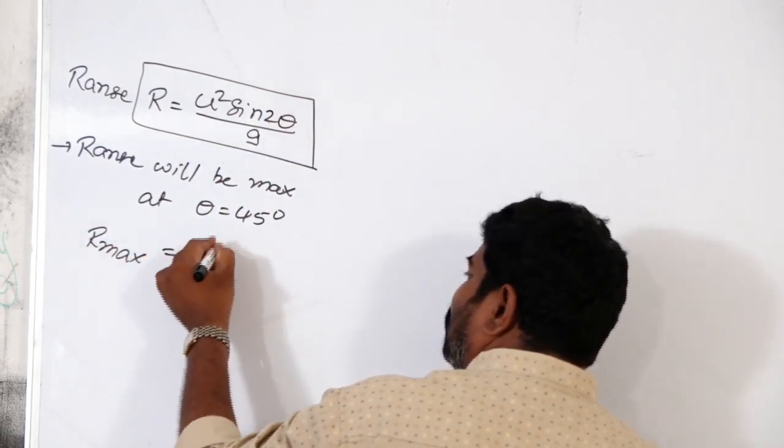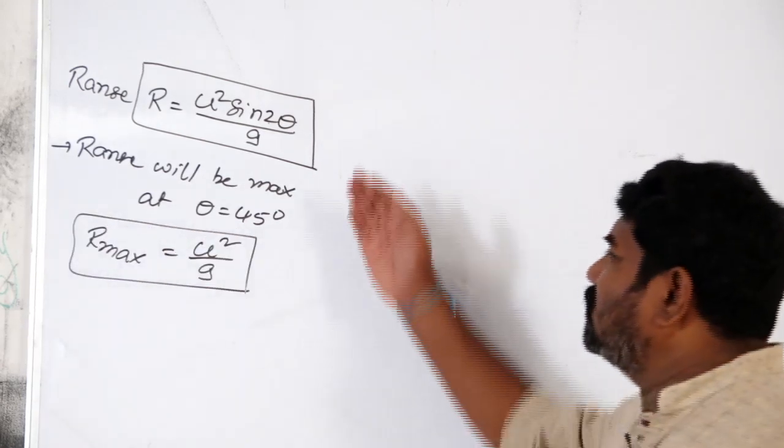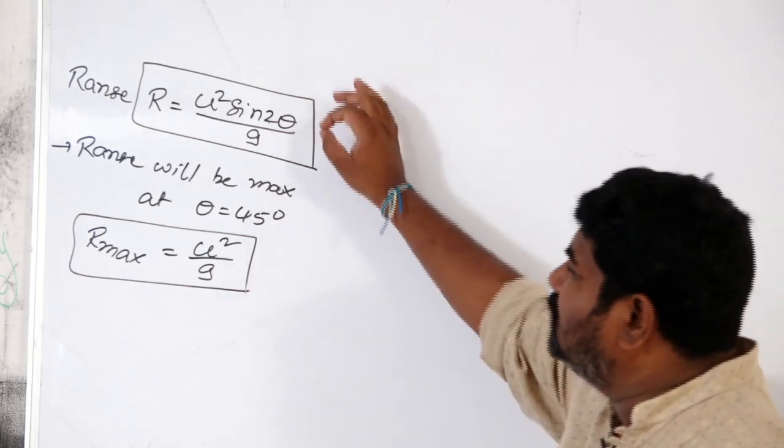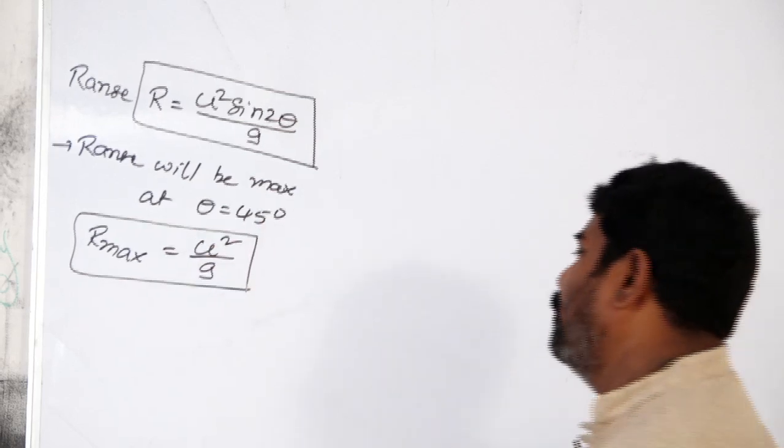R maximum is equal to the formula u² by g. What is the maximum range and at what angle will range be maximum? At an angle of 45 degrees, range will be maximum. R max = u² by g.